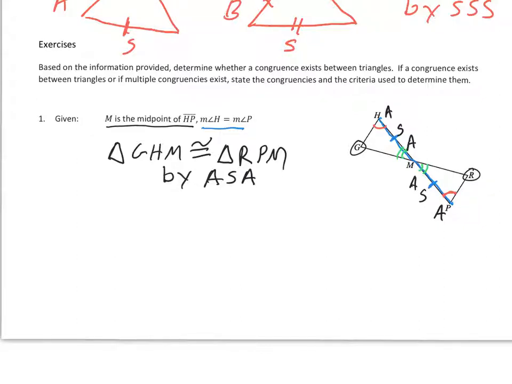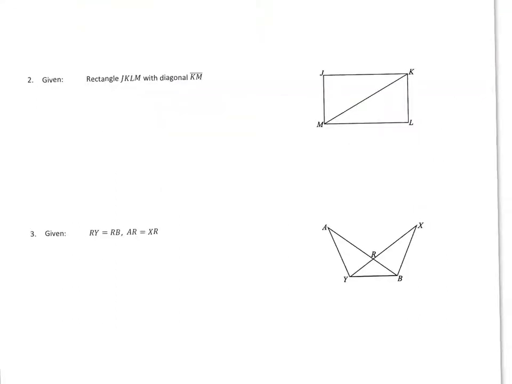So triangle GHM is congruent to triangle RPM by ASA. Alright, so let's go ahead and do the next one. Okay, we're looking at number 2. It says given rectangle JKLM with diagonal KM. So I'm going to have to try to remember some of my facts about rectangles for this one. So let's see what we have right away.